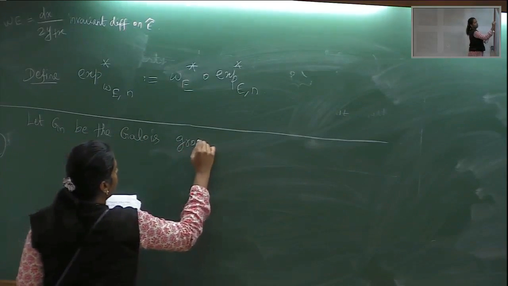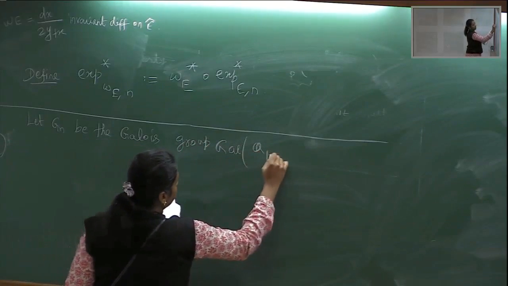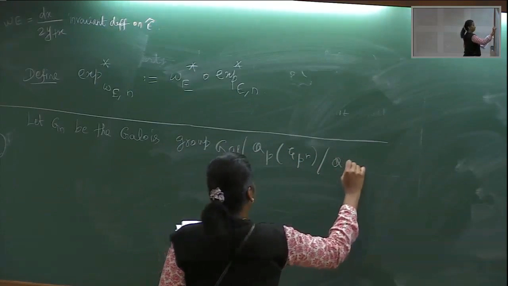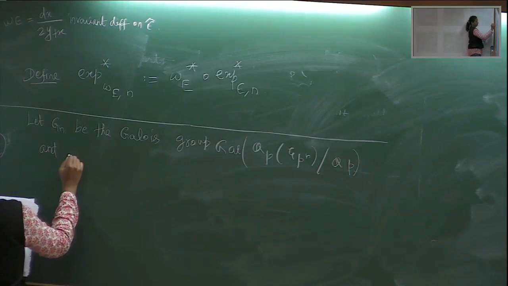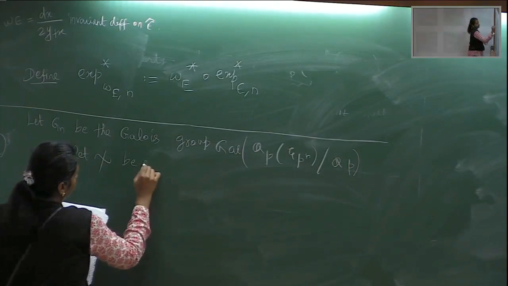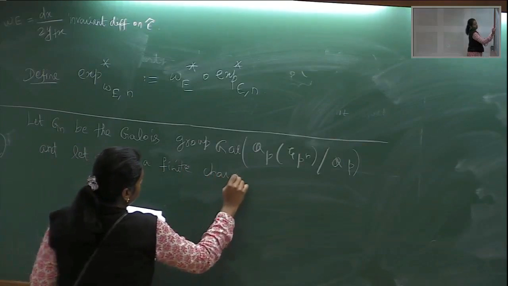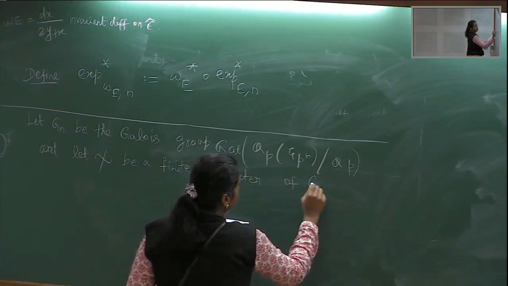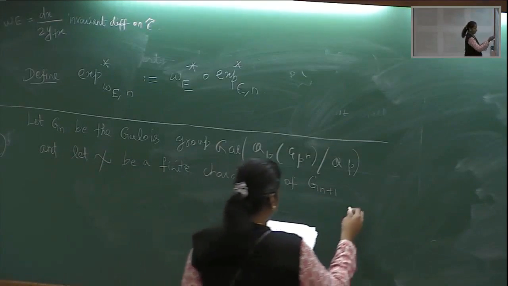Let G_n be the Galois group, the nth layer. Consider a finite order character.